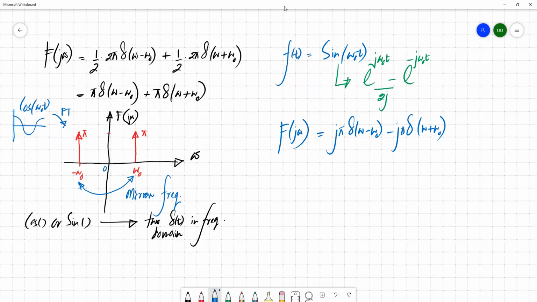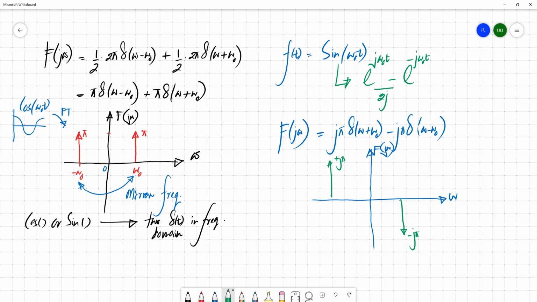So then, the other way around. If you draw the distribution, here it's omega, this is F(j omega). You can just put it like this. So it's minus j pi, it's plus j pi. So like this.